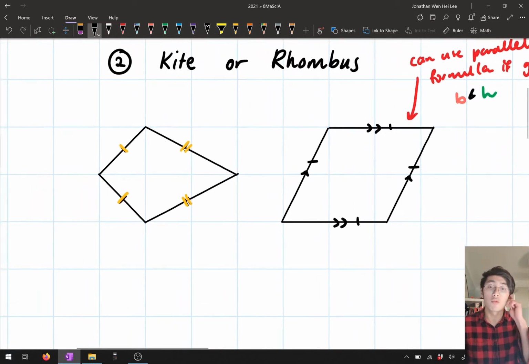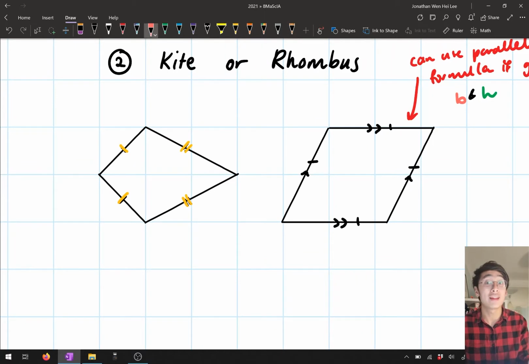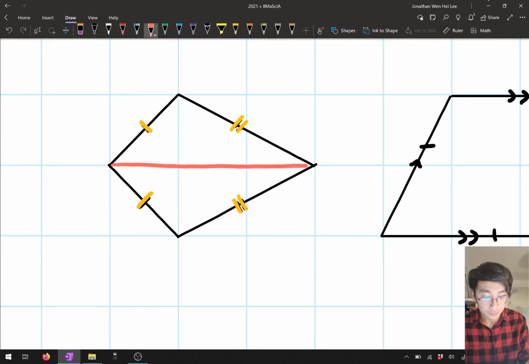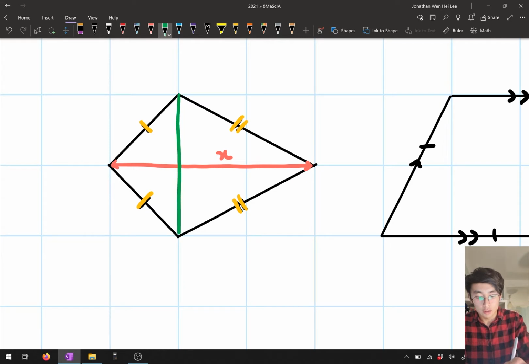So with a rhombus or a kite, if we get given the length of the diagonals. Now, diagonals are lines in your shape which go from one corner or vertex to another vertex where they're not next to each other. So for example, on my kite, if I draw this line over here, this is a diagonal. I'm going to call this X, and my other diagonal is the length between the other two, and I'm going to call this Y.